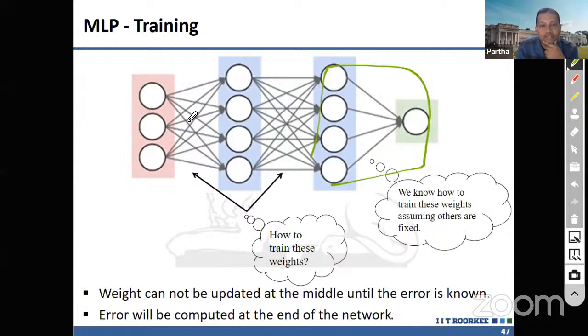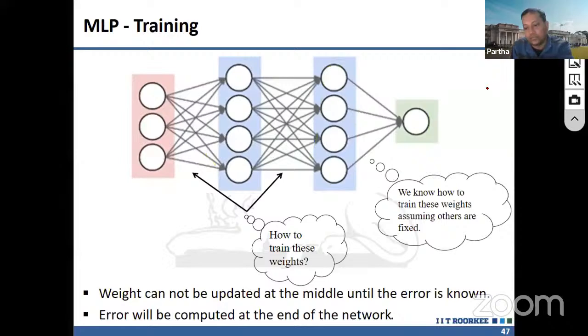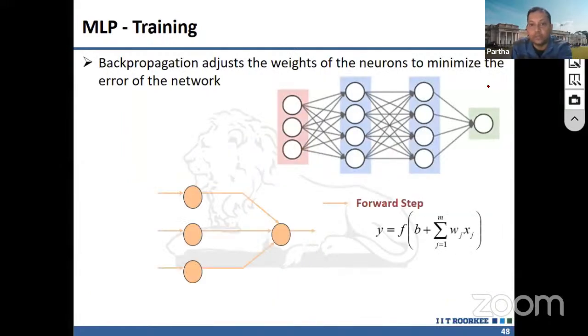But how to train the internal weights? If these weights are there, using perceptron learning I can adjust. But what happens here? How can we adjust, because these are internal? So this process will be done using backpropagation, where there are two steps: one is the forward step, another is the backward step.